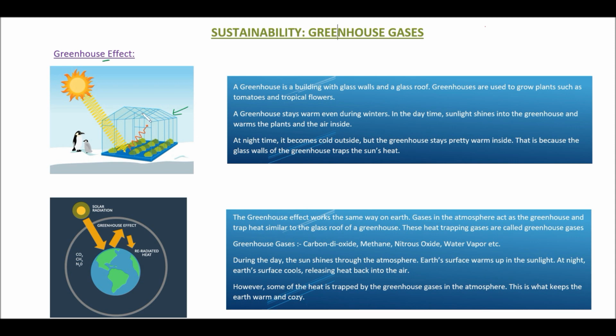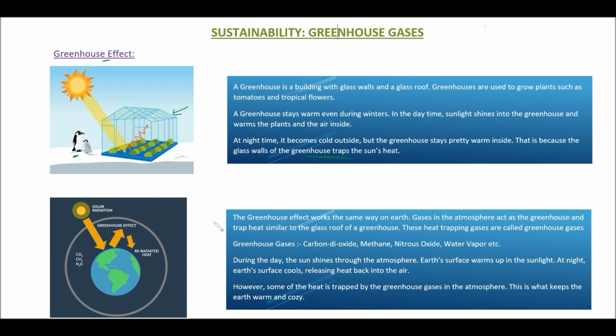Now, the peculiarity of a greenhouse is that it stays warm even during winter. So as you can see here, this is a penguin, which shows that the climate outside is really cold. But the greenhouse stays warm even during winters. Now in the daytime, the sunlight shines into the greenhouse and warms the plants and the air inside. At night time, it becomes cold outside, but the greenhouse stays pretty warm inside, and that is because the glass walls of the greenhouse trap the sun's heat. So basically the greenhouse traps the sun's heat.